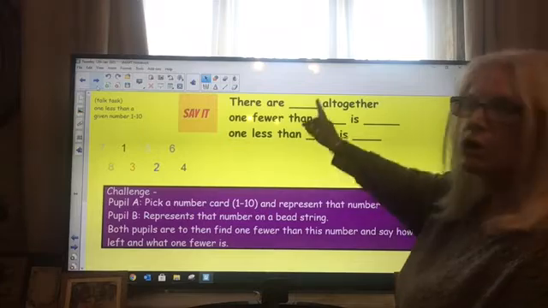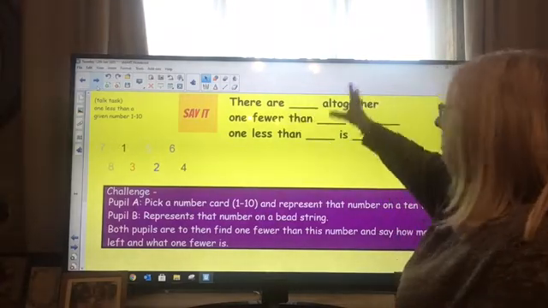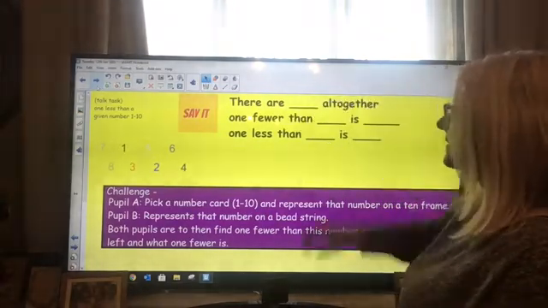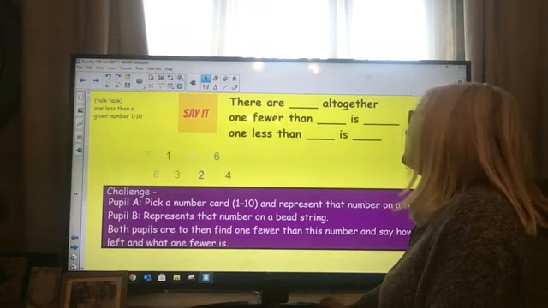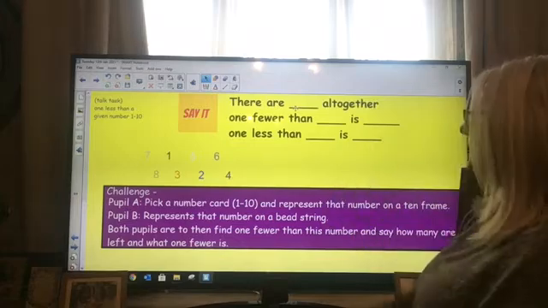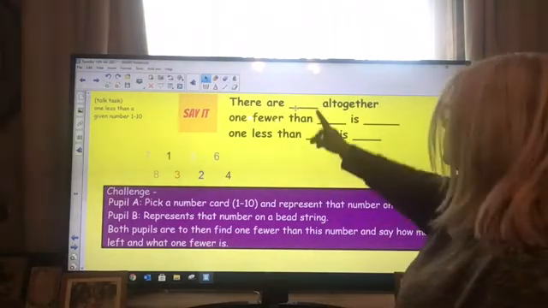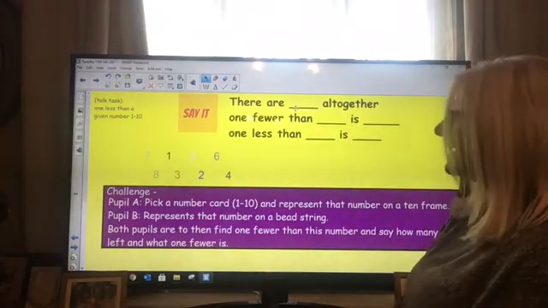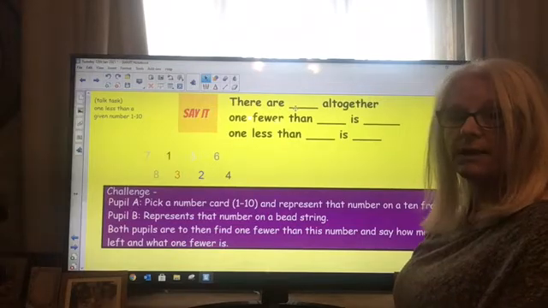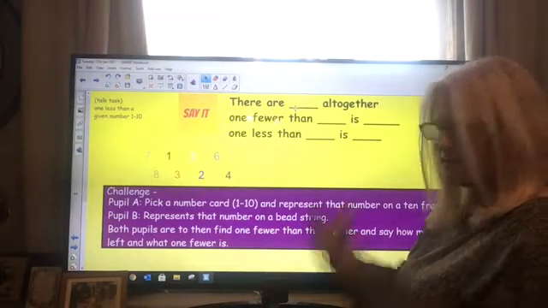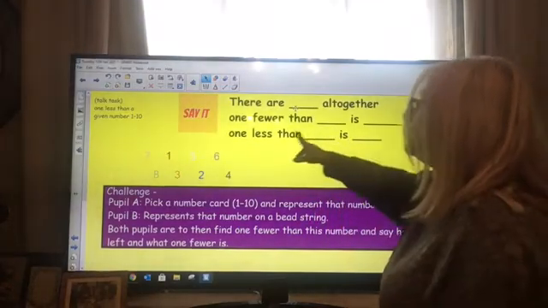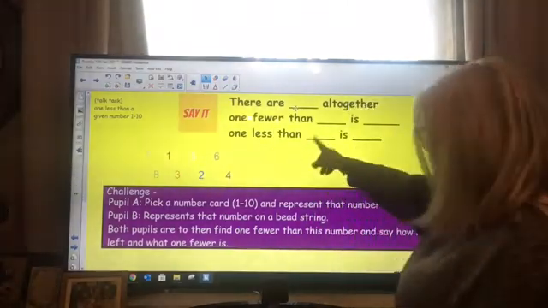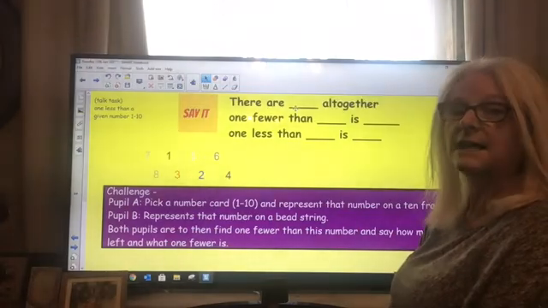So you're going to use the sentence, there are however many there are altogether. So you might say there are 6 altogether. And then you need to find one fewer than 6. What's one fewer than 6? One less was 5, wasn't it? Or you can use the say one less than is.